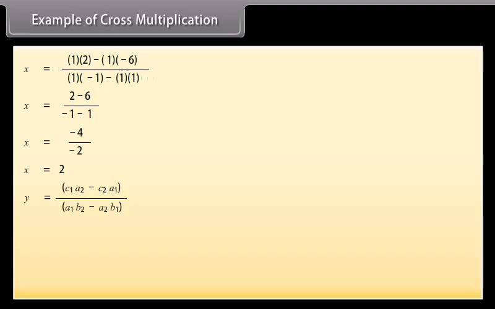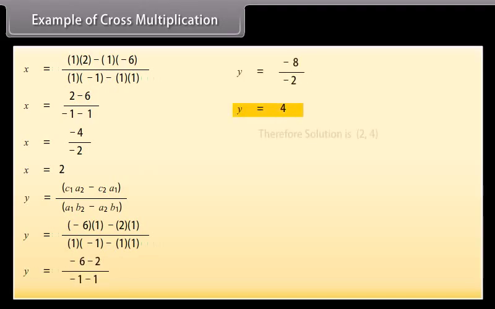y = (c1 a2 - c2 a1) / (a1 b2 - a2 b1). Now by substituting the values we get y = ((-6) × 1 - 2 × 1) / (1 × (-1) - 1 × 1). By calculating we get y = 4. Therefore the solution is (2, 4).